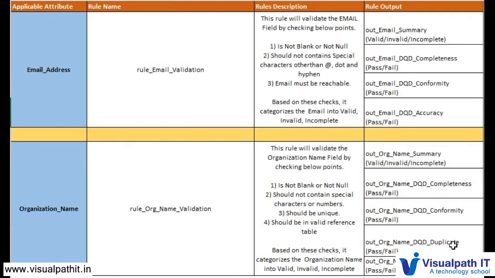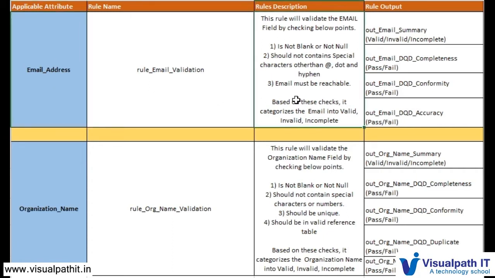Here is a real-time example which displays an overview of a rule. Here I will go with these two rules to explain the data quality dimensions. For example, if we get an email address from a source and we want to implement the rule, what kind of criteria do we need to follow?